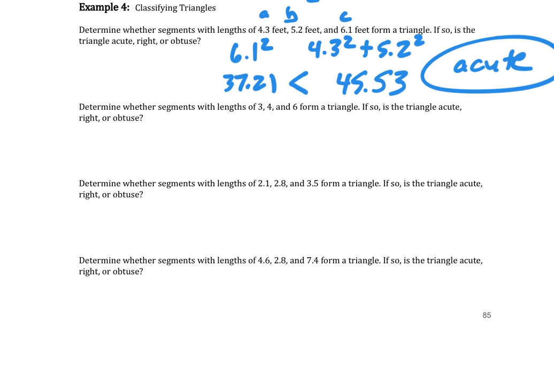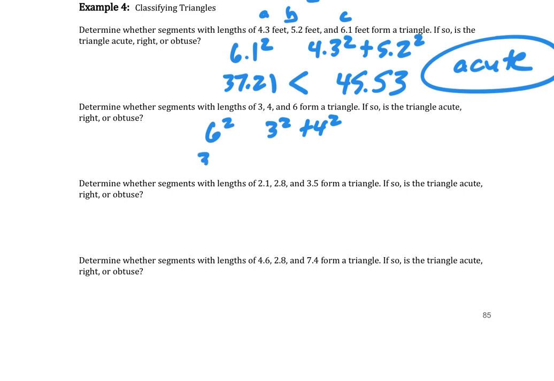Okay, this one over here. 6 squared is going to go on the left, and then 3 squared plus 4 squared. I'm going to always leave that space in the middle open, because here we don't know if it's less than, greater than, or equal to until we get to the end. So I always leave a little space right there, and then when we get to the end, we'll fill in the information.